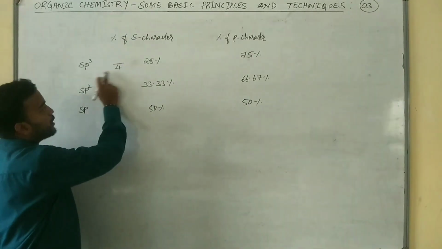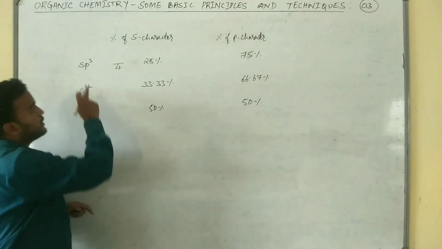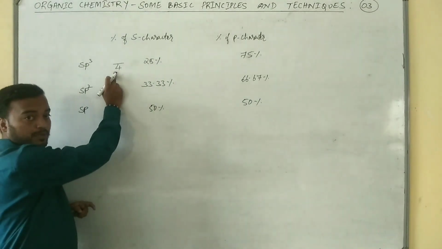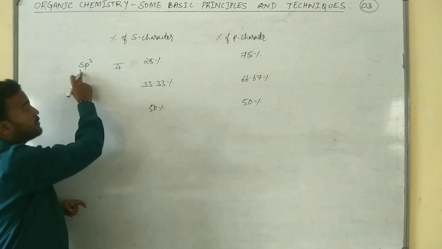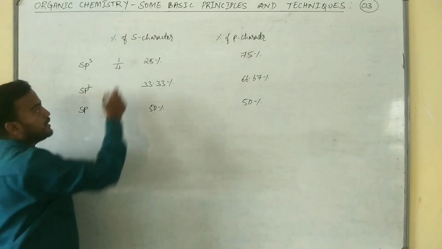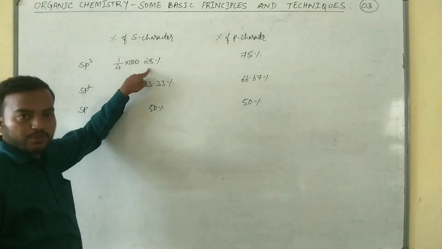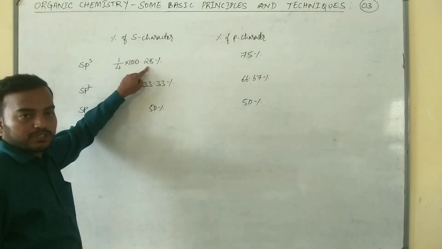But out of 4 hybridized orbitals, we have only 1 S hybridized orbital. So we are talking about percentage of S character. Total we have 4 hybridized orbitals, but out of them we have only 1 S hybridized orbital. That is 1 by 4 into 100. So we will get 25% in this case. Calculate and see, 25% comes.